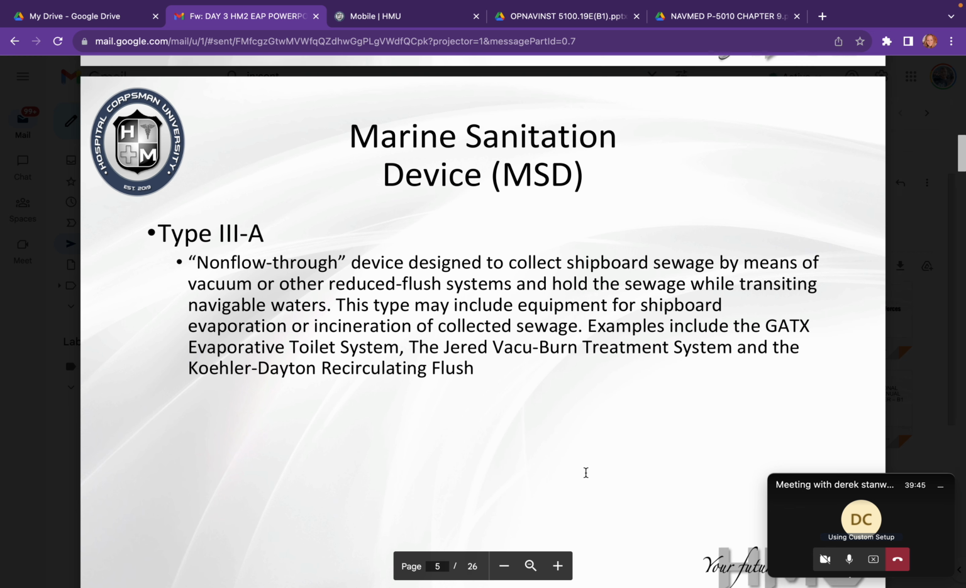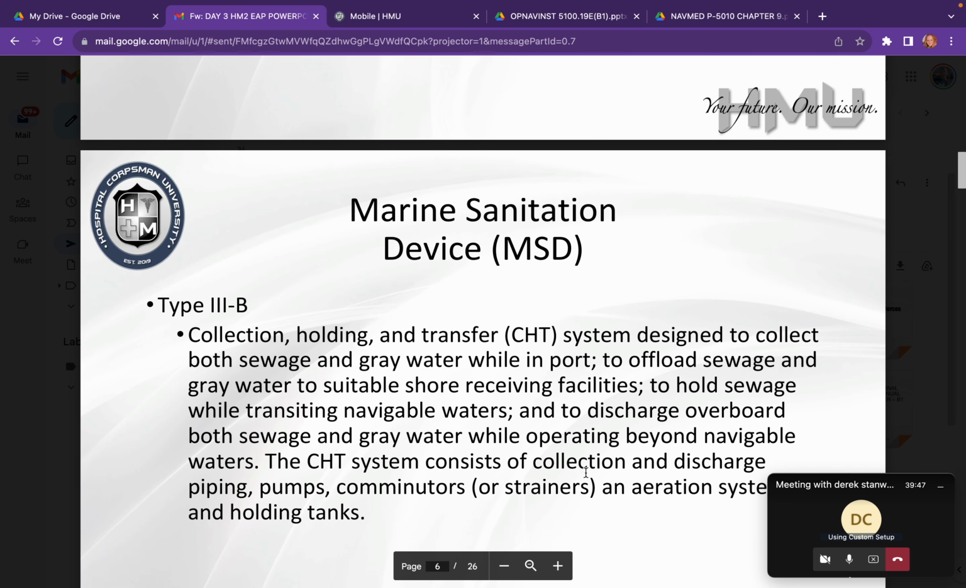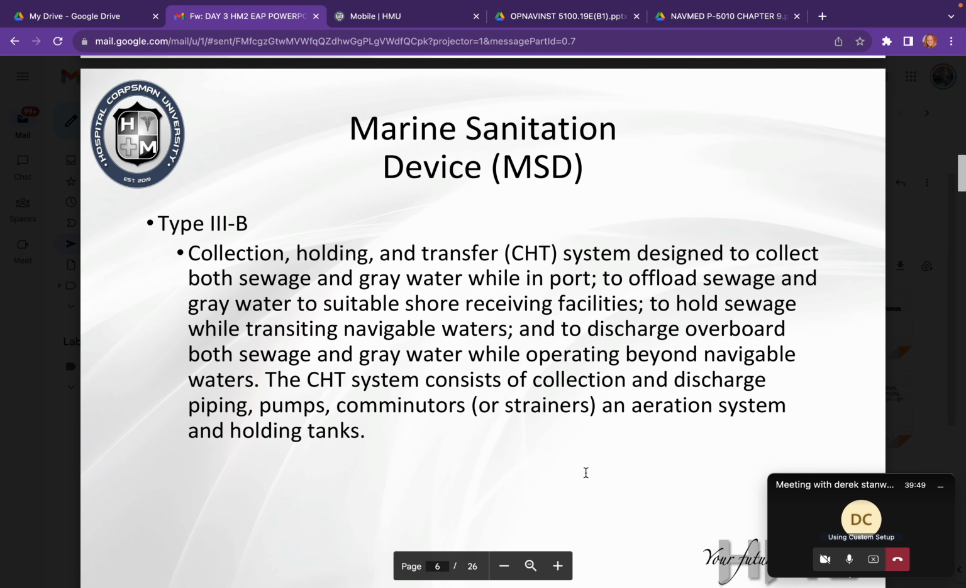So this is all your waste. If your ship is transiting through waters where the ship is not able to get rid of that waste into the water, this is the system that you use, one of the systems.